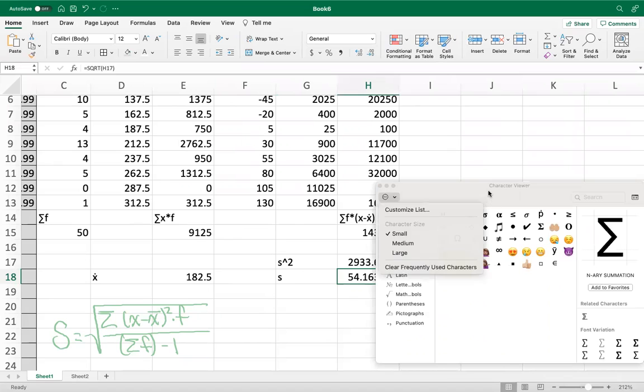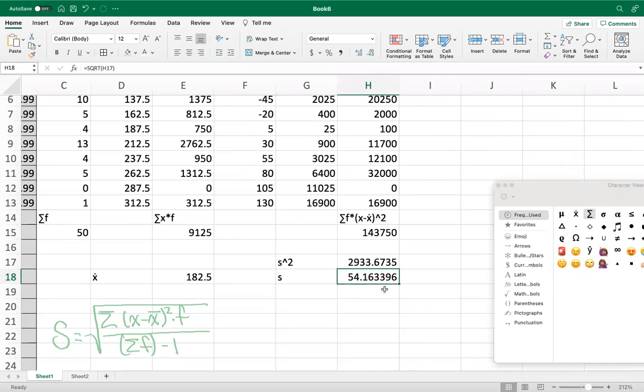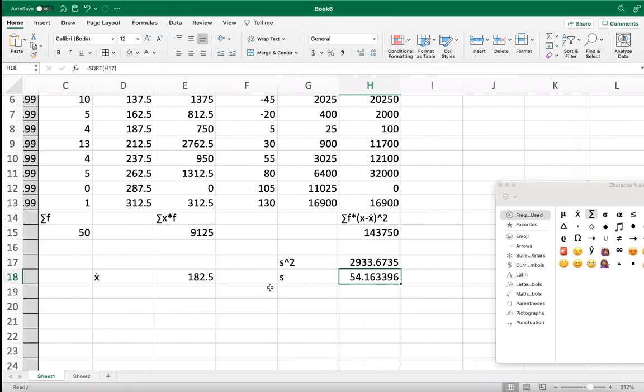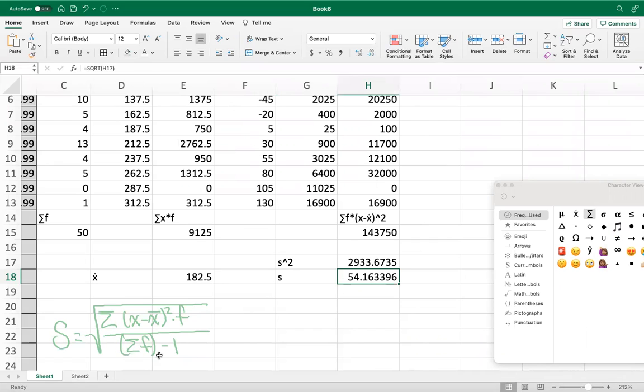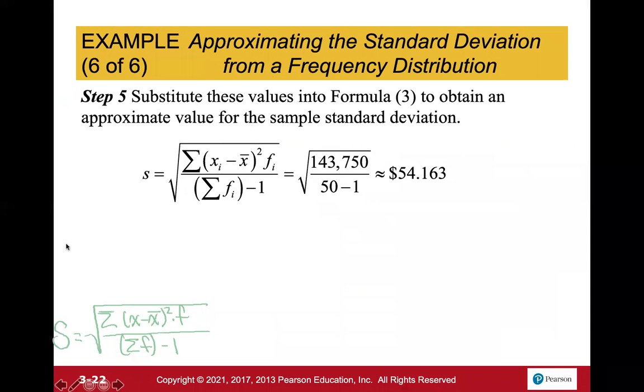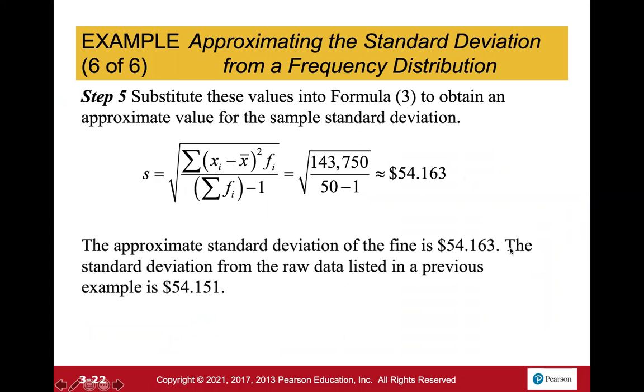So 54.163. Earlier we had 53.619, I believe it was. But yeah, just the tiniest change made a little difference in our solution too. Make sure we're looking at the degrees of freedom. Remember, degrees of freedom is 1 less than the number of observations that we have, and observations is just our frequency here. All right, and there we go. Again, this is just an approximation because we don't have the raw data in front of us, but this is a good approximation of the entire data.